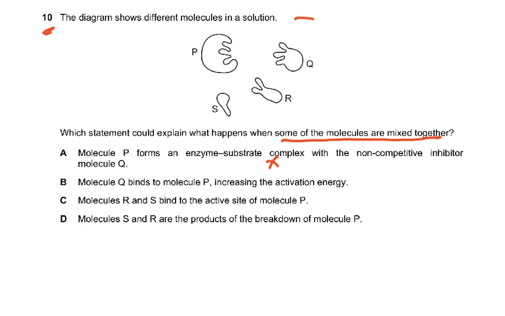And the C is correct. Molecules R and S bind to the active site of molecule P. Molecule S and R are the products of breakdown of molecule P? P is the enzyme. How can that break down?